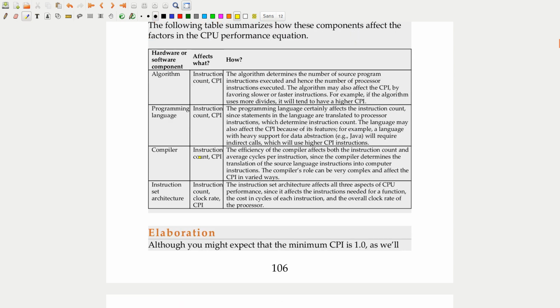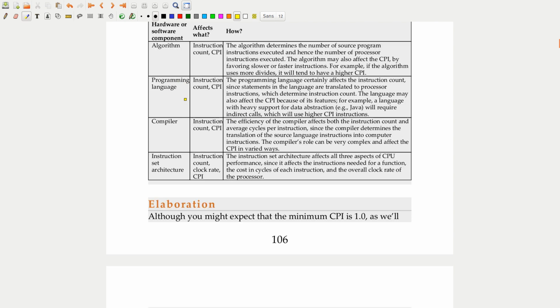Okay, so the programming language, same kind of deal. That's fine. We can understand that. The compiler, same kind of deal. You can read these on your own time, but I'm not going to get into them too much right now. There are a lot of parallels between these three.